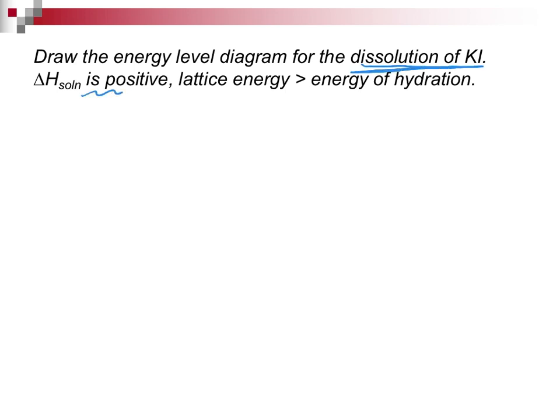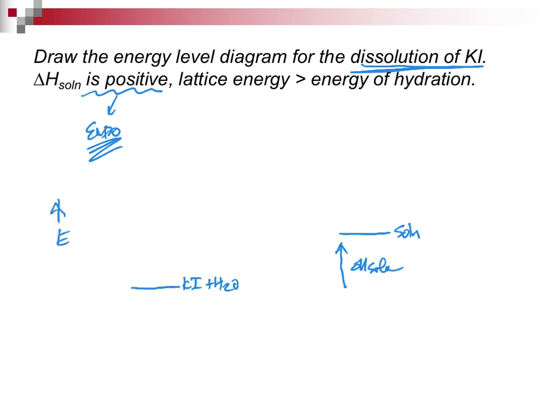They say the delta H of solution is positive. That tells me it is an endothermic reaction. So if I draw a line for KI plus water, and they say it is a delta H positive, here is my solution. There is my delta H of solution. Here is energy on the y-axis.